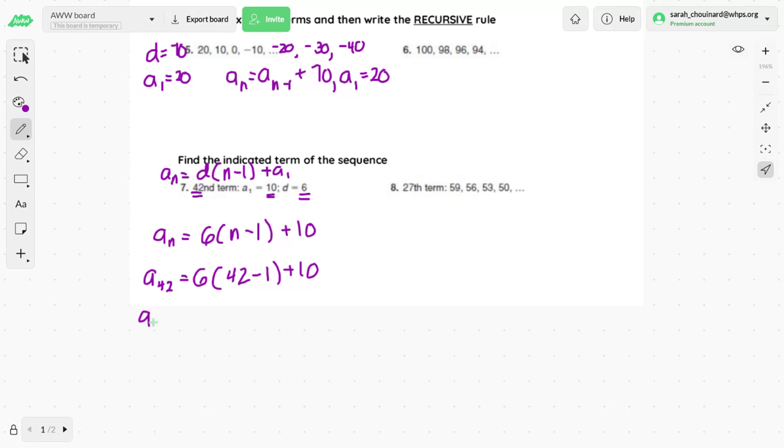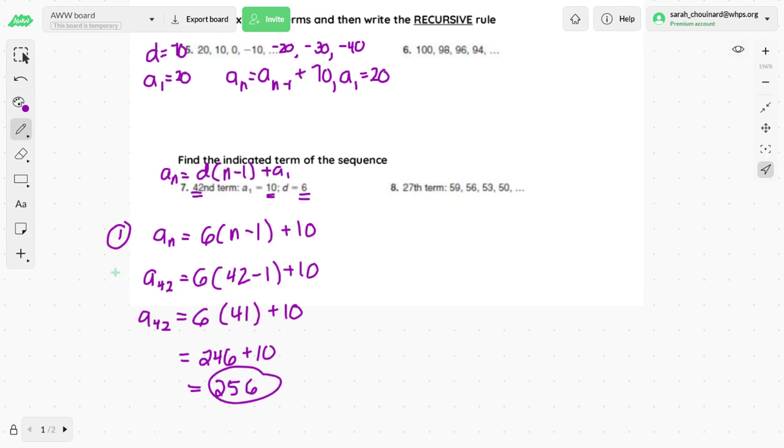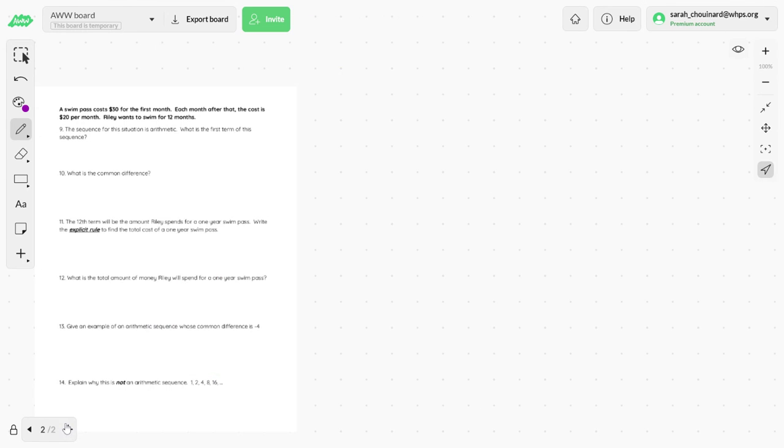And then we just evaluate. It's just like evaluating a function. So 6 times 41 plus 10. 6 times 41 is going to be 246 plus 10. So the 42nd term is going to be 256. So the steps were write the explicit rule, and then plug in 42 for n.